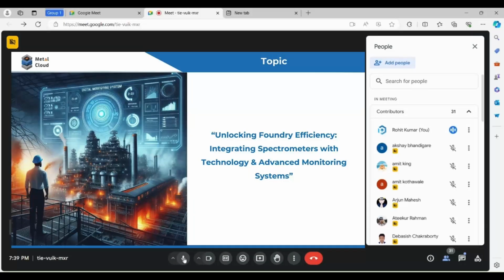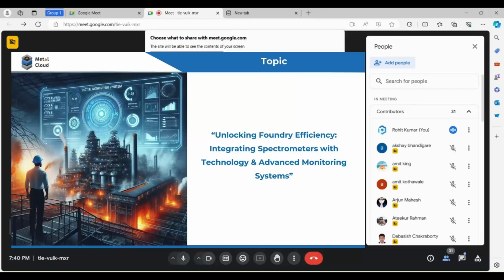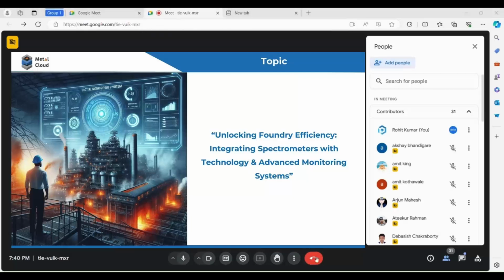Rohit from NowPurchase. So today we will be talking about how to unlock foundry efficiency. Basically, how to use different types of advanced monitoring techniques or advanced monitoring systems to improve the overall performance level of the foundries. So I'm presenting my screen over here.